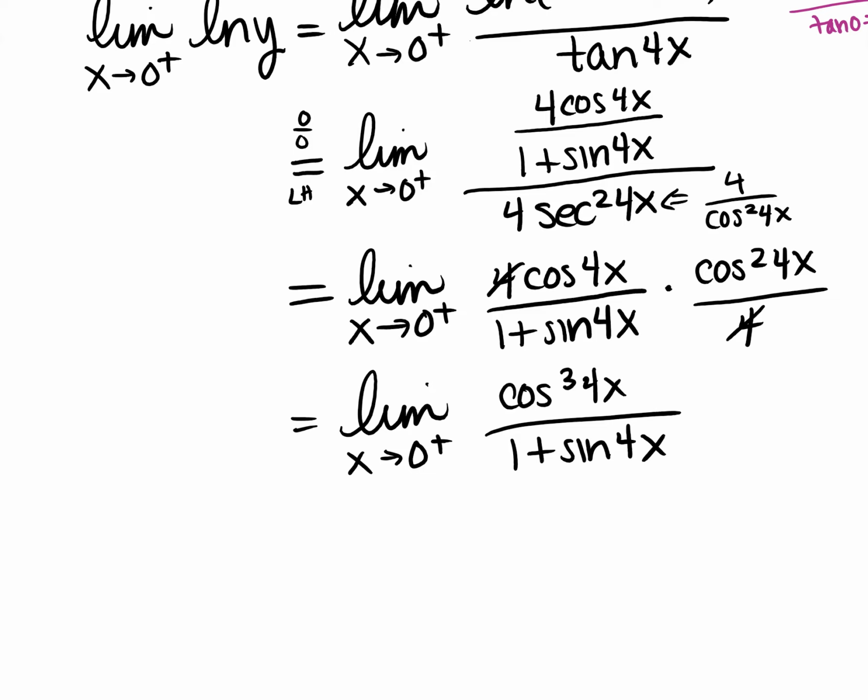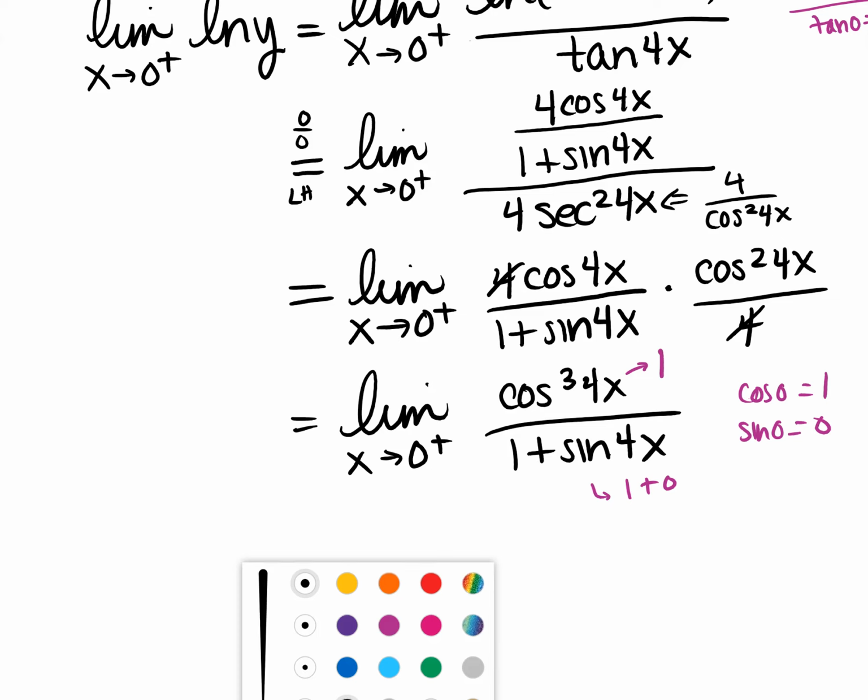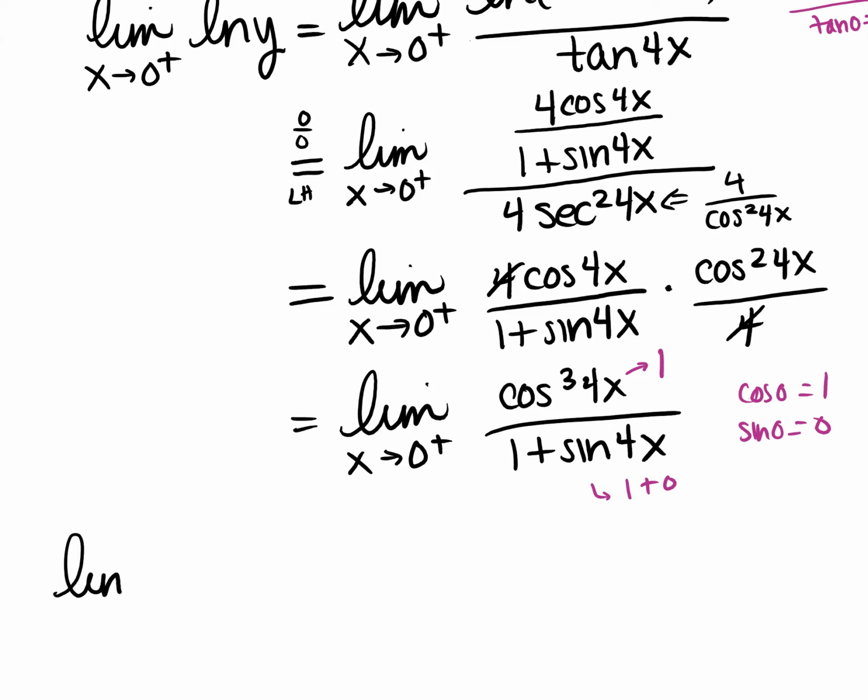All right, what happens here? Cosine of 0 is 1. What is the sine of 0? Sine of 0 is 0, but that's okay. So the top is going to 1 cubed technically, and the bottom is going to 1 plus 0. So what do I get for the limit? And I'm going to rewrite this. The limit as x approaches 0 of the natural log of y is going to equal 1, it looks like.